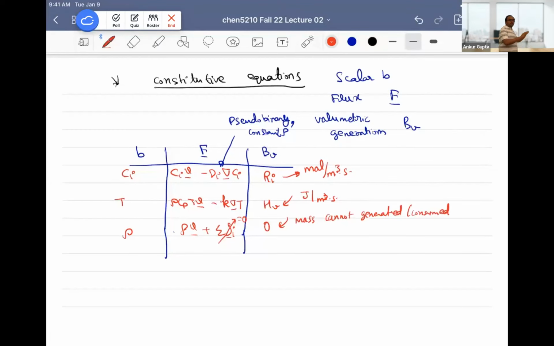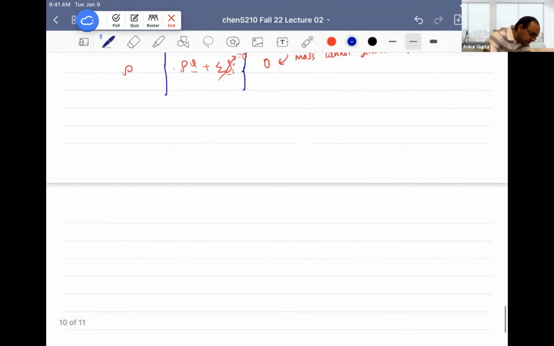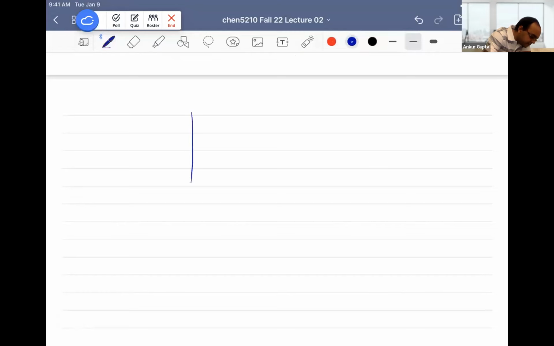Hopefully let's focus on these three scalars. Hopefully these make sense. Mass can either be created or consumed, and we have rho times V, which is the only conductor. So now, with that information, how would we write the conservation equation? Let's consider a control volume, which hopefully some of you have seen before. If not, let's do it now.